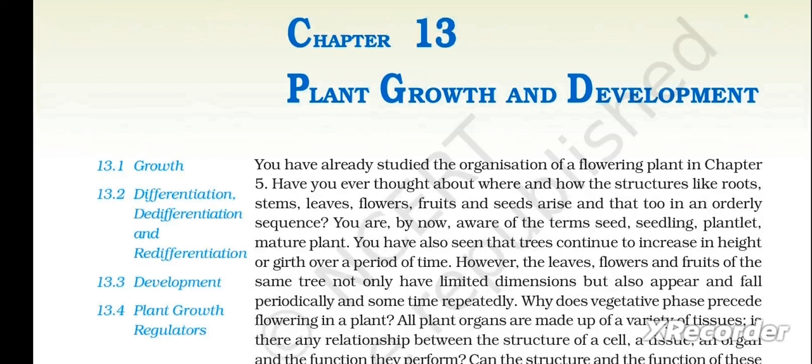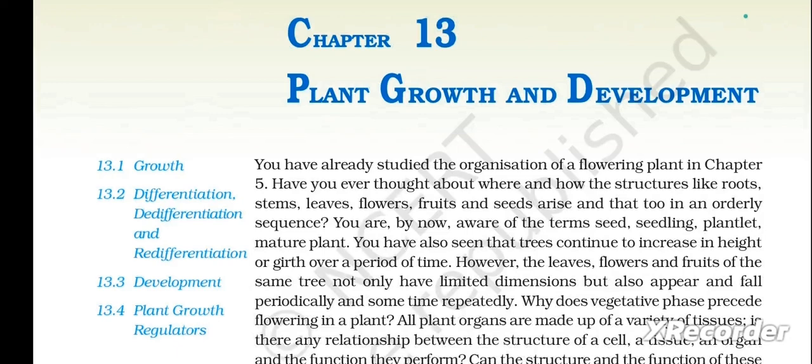So let's start. You have already studied the organization of a flowering plant in Chapter 5. Have you ever thought about where and how the structures like roots, stems, leaves, flowers, fruits and seeds arise, and that too in an orderly sequence? You are by now aware of the terms seed, seedling, plantlet, mature plant. You have also seen that trees continue to increase in height or girth over a period of time. However, the leaves, flowers, and fruits of the same tree not only have limited dimensions but also appear and fall periodically and sometimes repeatedly. Why does vegetative phase precede flowering in a plant?